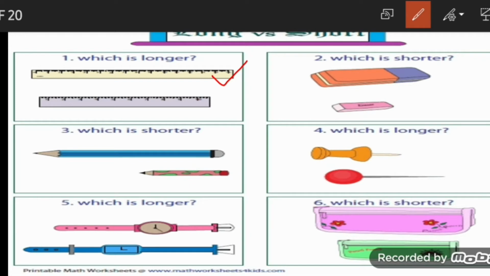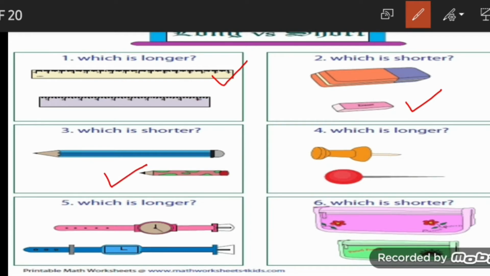Now look at the picture number 2, which is shorter. Tell me, which eraser is shorter one? Orange one or pink one? Yes, pink one is shorter one. Now you have to identify the shorter pencil. Blue one or a pencil with the spots? Yes, answer is pencil with the spots.